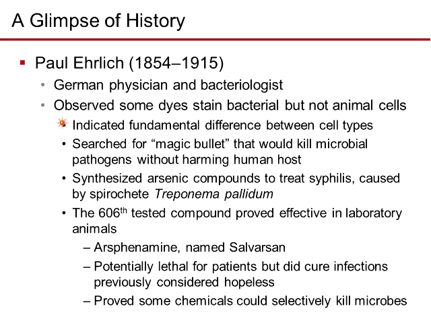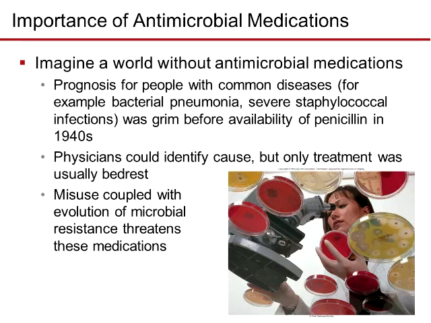So arsphenamine, named Salvarsan, was potentially lethal for patients, but did cure infections previously considered hopeless. And it showed that some chemicals can selectively clear microbes. The problem is that it had a high toxicity rate for humans, but it could cure them. And so if they could live through that, they could make it.